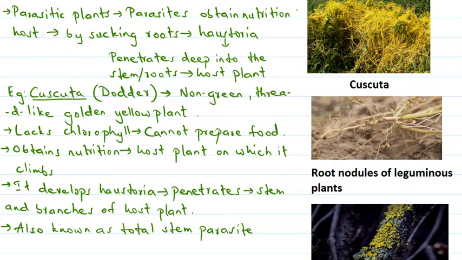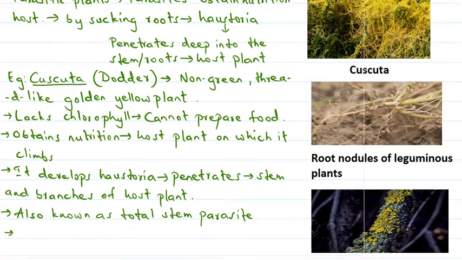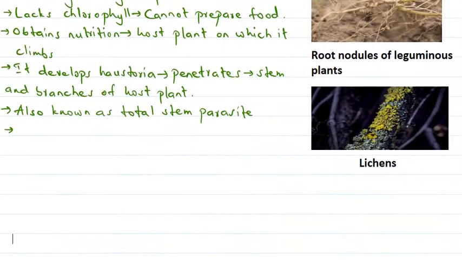There are other parasitic plants like Rafflesia. We have discussed in detail one of the parasitic plants, Cuscuta. Now moving on, we will be discussing the next type of heterotrophic plants, the insectivorous plants.